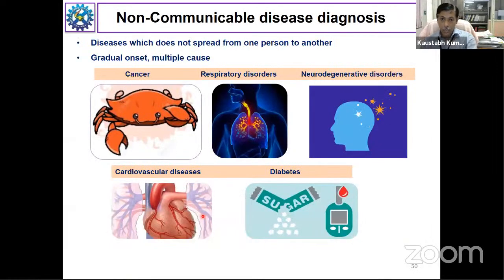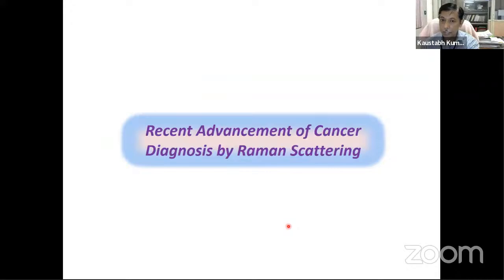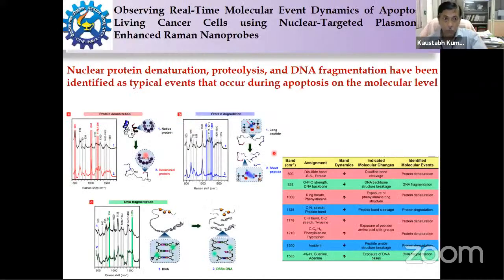As cancer is one of the major topics here, I'm going to give you the features of recent advances in diagnosis using Raman scattering. So why is it important? All of you know about cancer cells and how we kill them. There are two ways that this happens: one is called apoptosis and the other is called necrosis. When we generate programmed cell death, apoptosis, these features happen: protein denaturation, protein degradation, and DNA fragmentation.